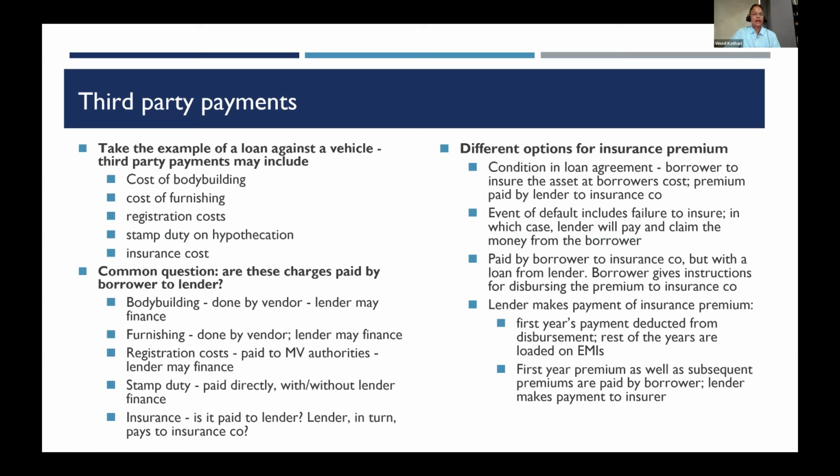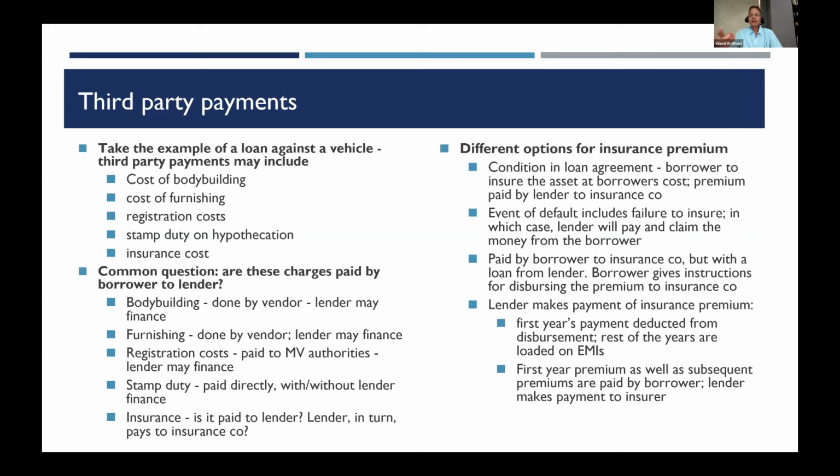Sometimes the agreement also says that in the event the borrower does not insure, the lender will pay and will seek reimbursement. That becomes contingent, because you are paying in the situation where the borrower does not pay. The borrower fails to pay, then you pay and seek reimbursement. So to my mind, in that case, it will not form part of the third-party payments.